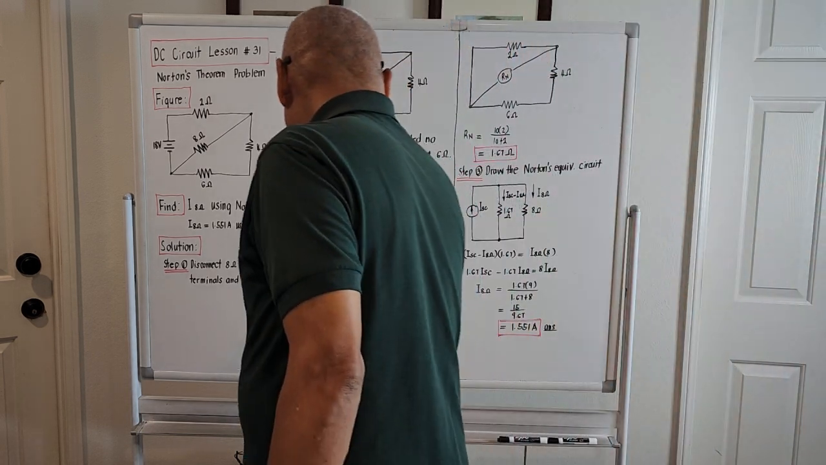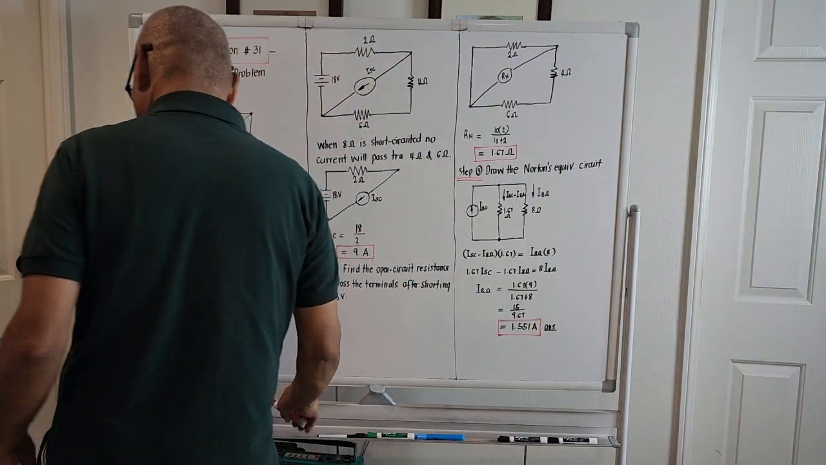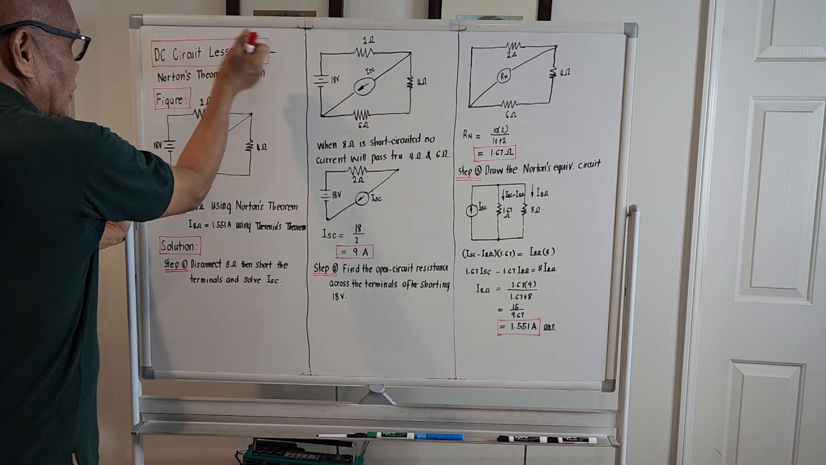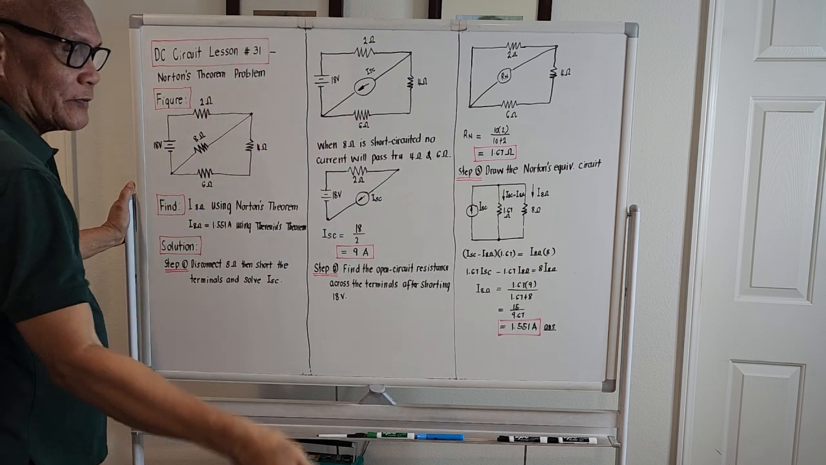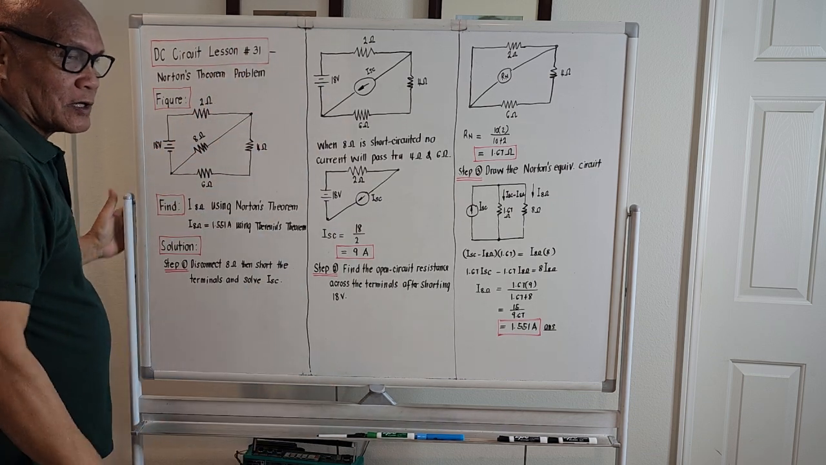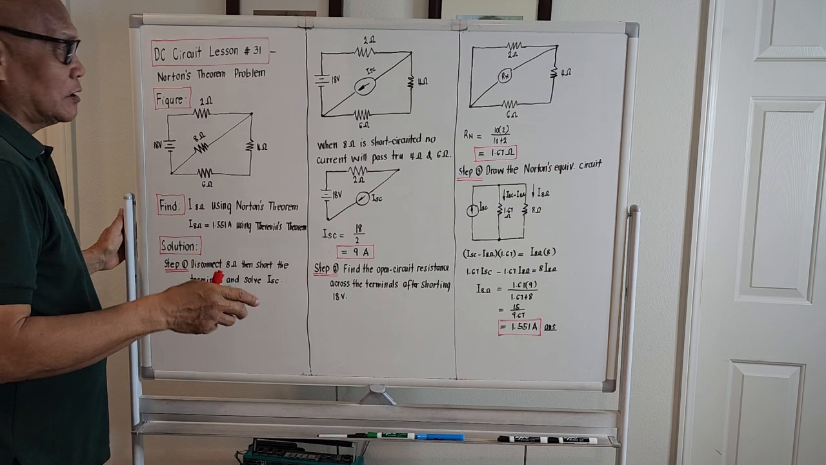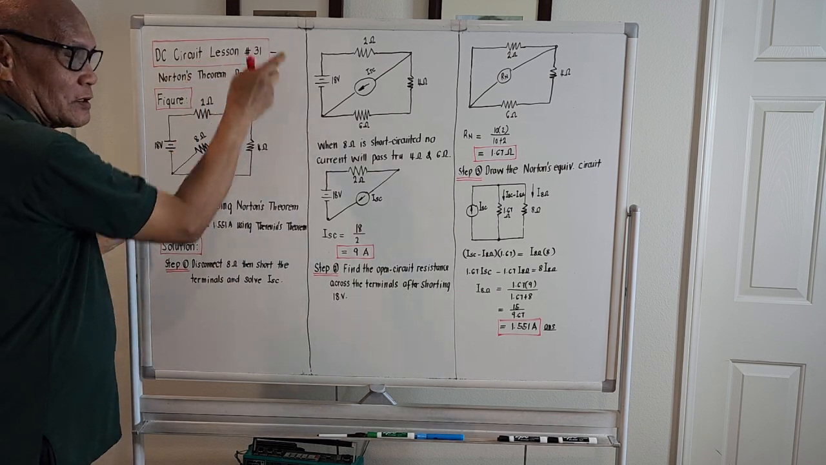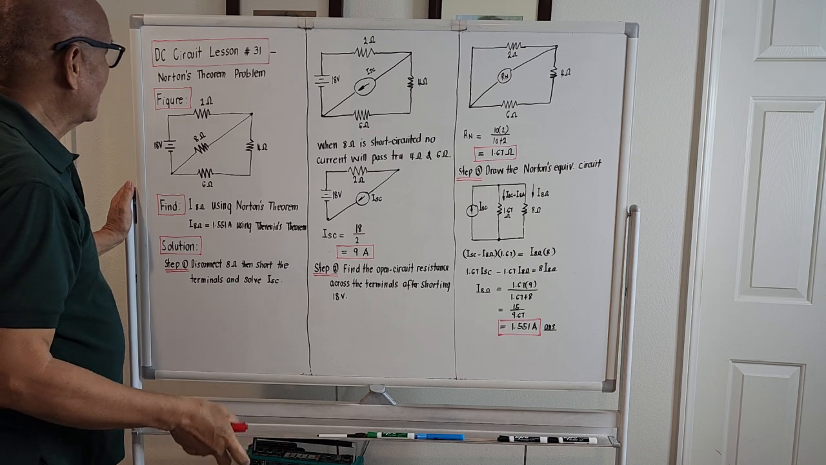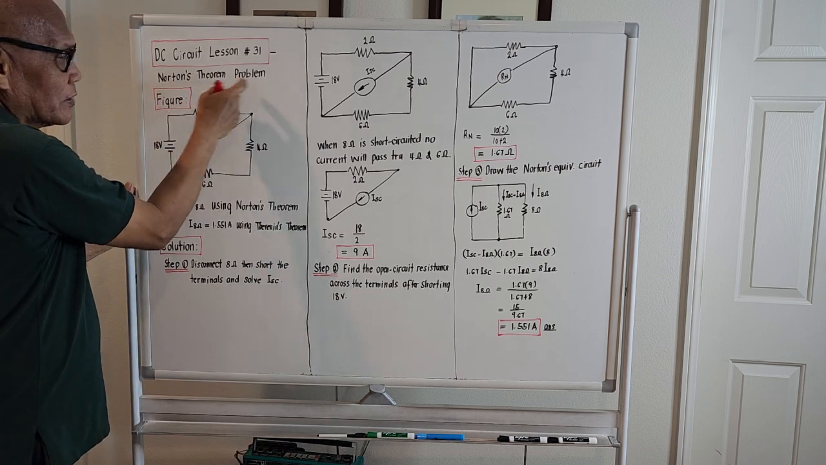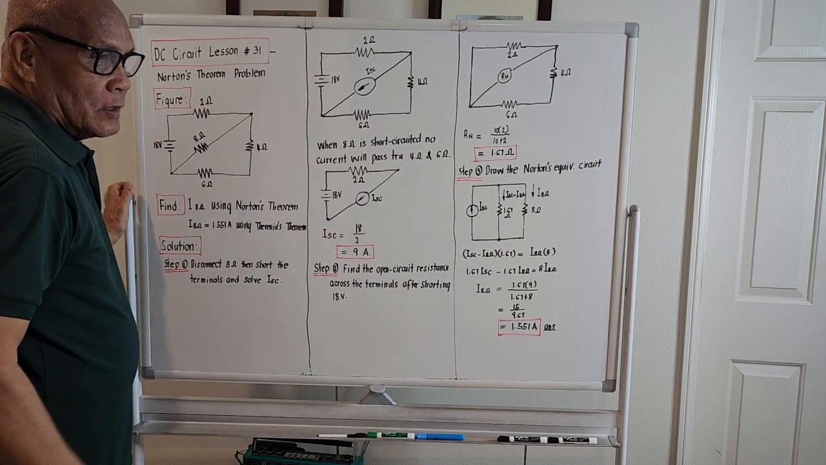The subject matter for tonight will be DC circuit lesson number 31. We are now on lesson number 31. We are almost done. So for tonight, it will be DC circuit lesson number 31, and the title of the topic is Norton's theorem problem.